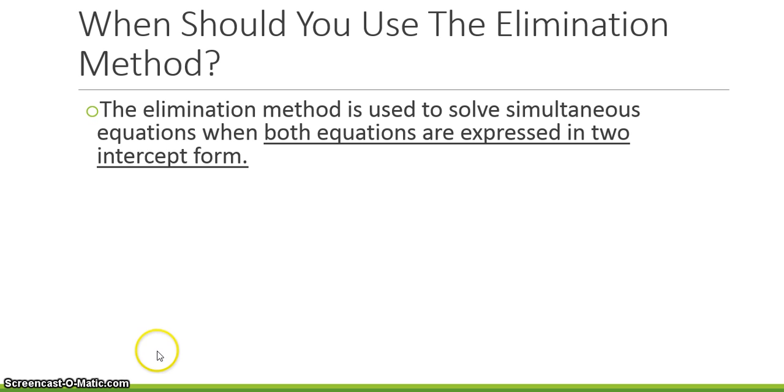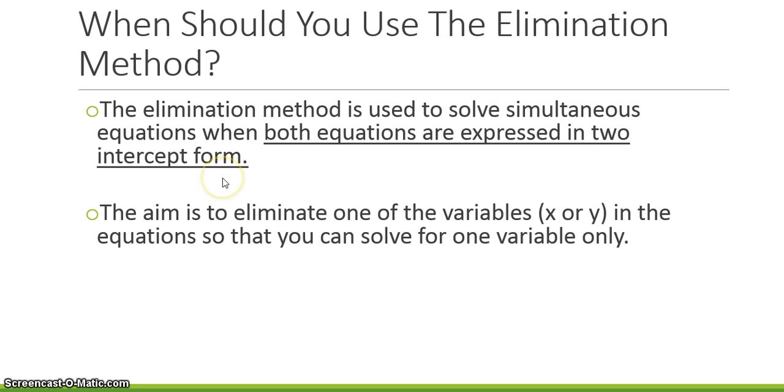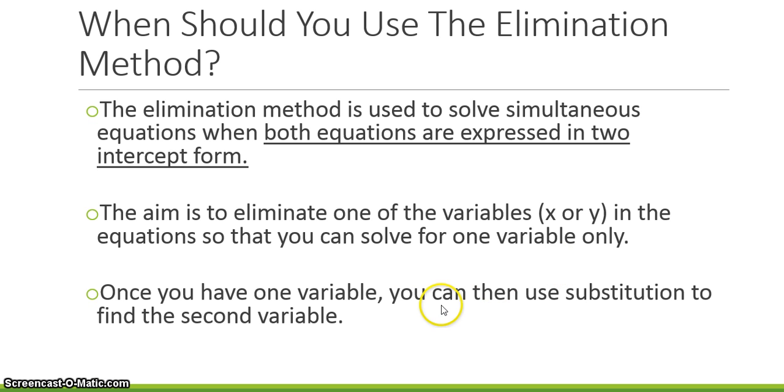This method is used to solve simultaneous equations when both equations are expressed in two-intercept form. In this method, the aim is to eliminate one of the variables, either x or y, in the equations so that you can solve for one variable only. Then, when you have that one variable, you can use substitution to find the second variable.